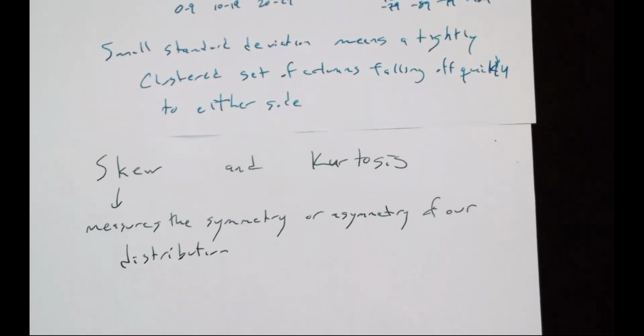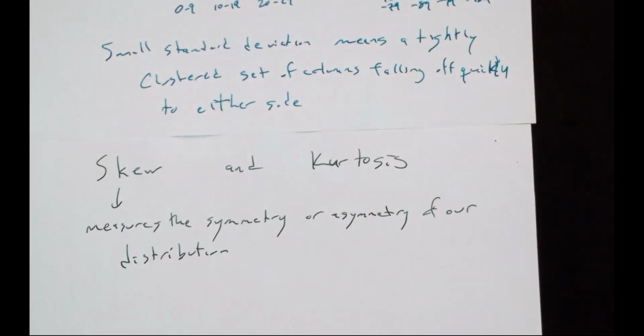So skew I want to think of as a measure of either symmetry or asymmetry. The more symmetric our distribution is, the smaller the skew is. So if I have exactly the same number of things to the left side as I do to the right side of my distribution, or if I have the exact same width of columns on either side, that should have a skew very close to zero. The skew is positive or negative in the direction of outliers.